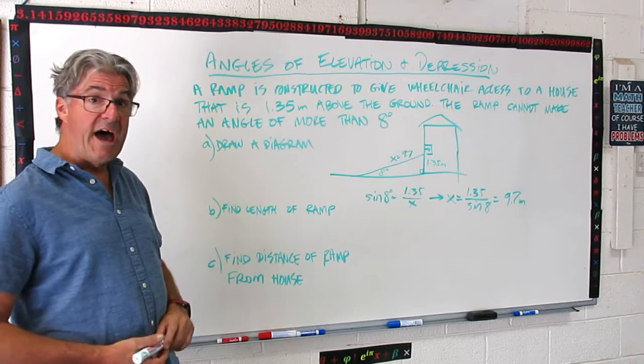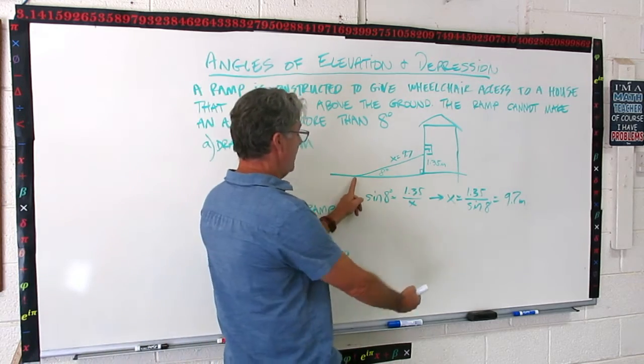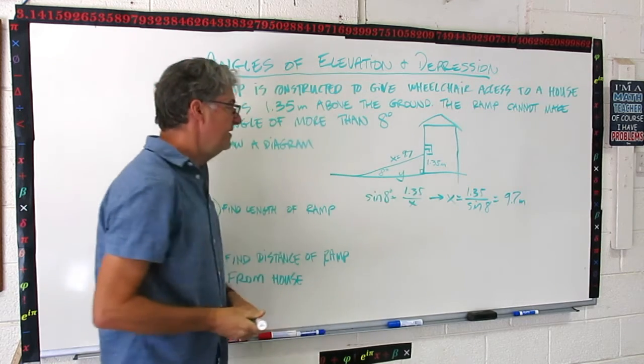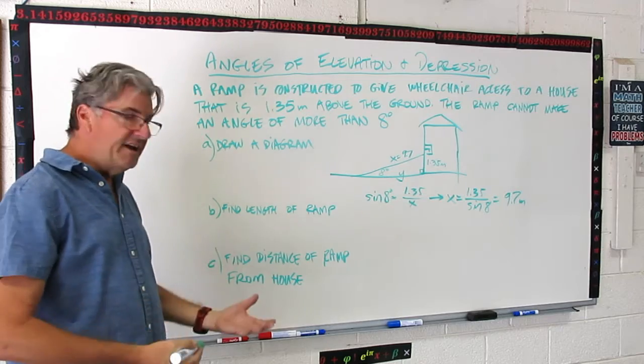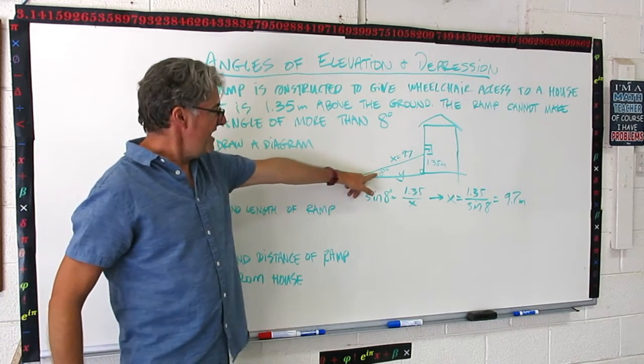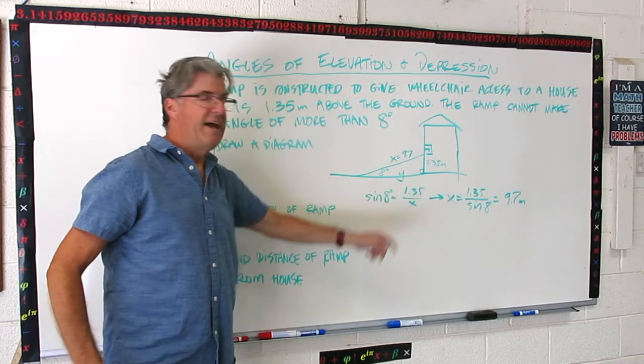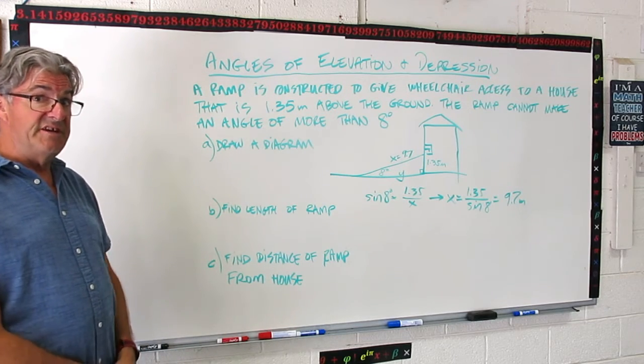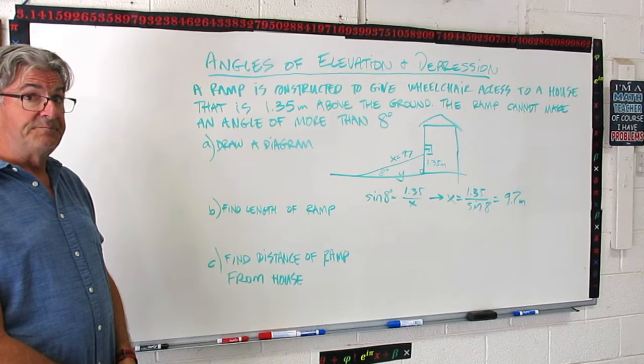I'm going to use y, and the distance of the ramp from the house is going to be this distance along the ground, and that's going to be y. And so now, I need to write a trig equation using my 8 to find my y. Now in this case, there's 2 ways I can go. Pause the video and see if you can figure that out.